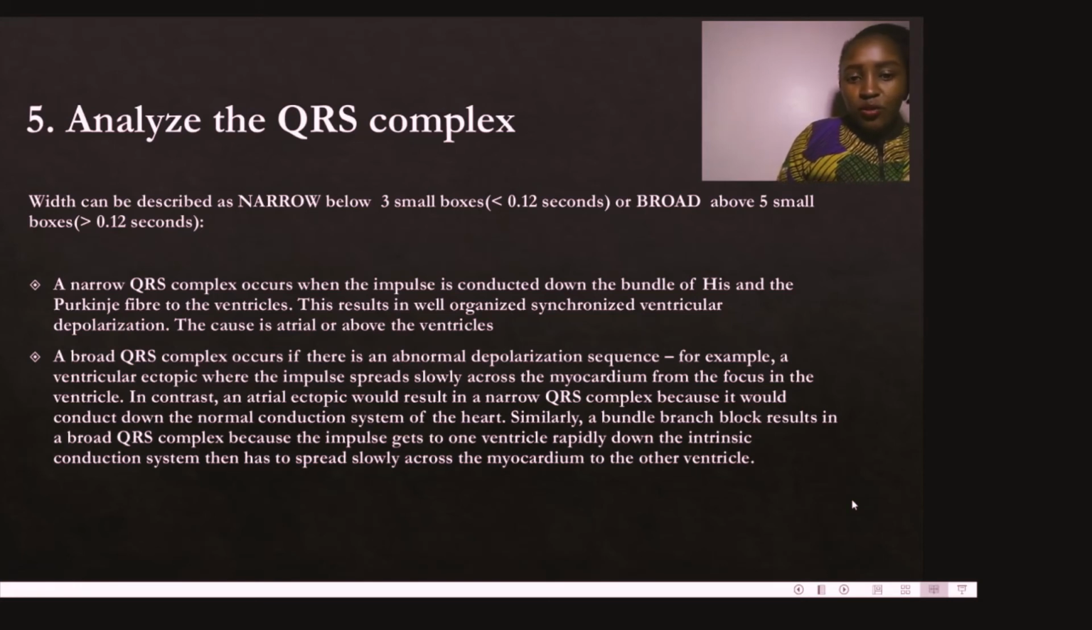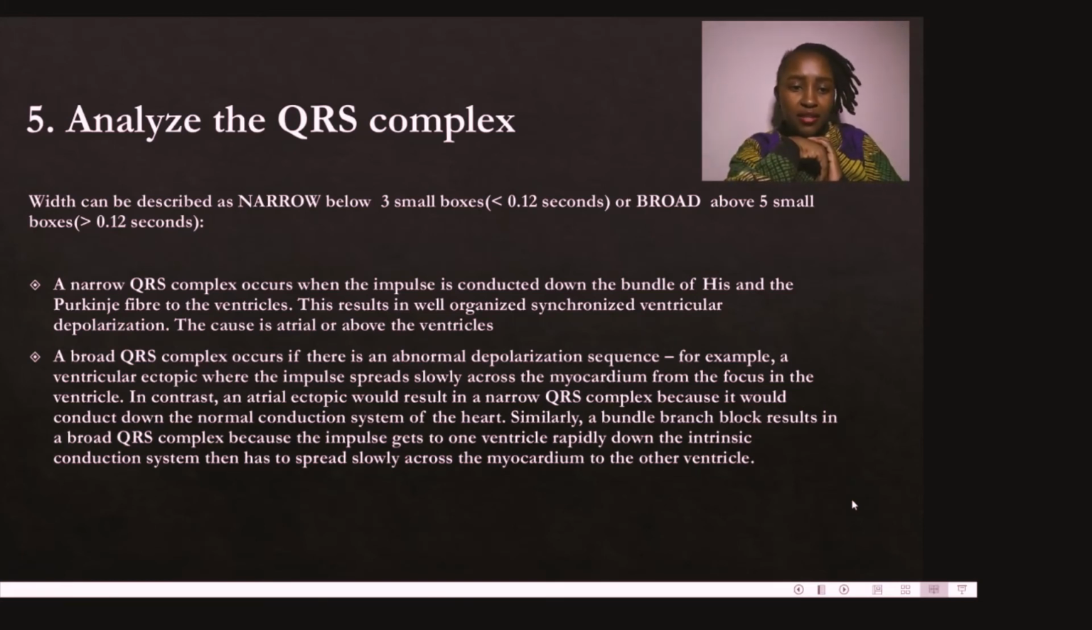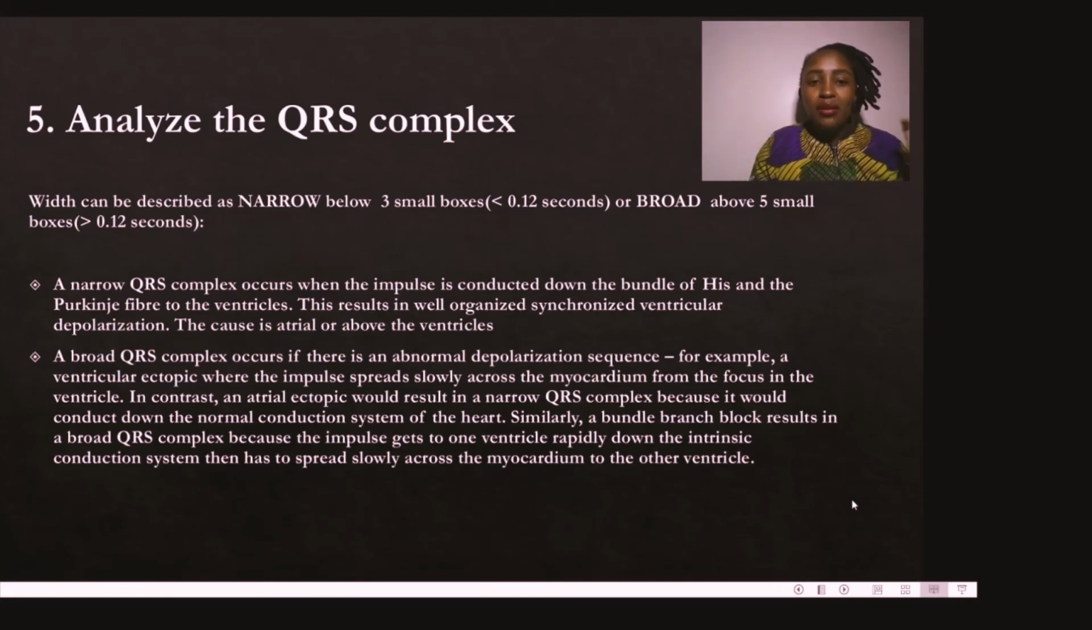While a broad QRS complex occurs if there is an abnormal depolarization sequence, for example, a ventricular ectopic, where the impulse spreads slowly across the myocardium from the focus in the ventricle. In contrast, an atrial ectopic would result in a narrow QRS complex because it would conduct down the normal conduction system of the heart. Similarly, a bundle branch block results in a broad QRS complex because the impulse gets to the ventricle rapidly down the intrinsic conduction system, then has to spread slowly across the myocardium to the other ventricle. So basically, narrow QRS is either from the atria or above the ventricles, while the broad or wide QRS complexes are definitely coming from the ventricular side of things.